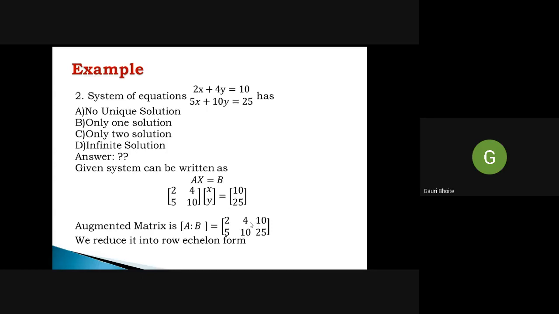So we have to reduce it into row echelon form. To do that, we have to make this entry 0. But this 5 is not a multiple of 2, so we first make this 2 into 1. I divide the first row by 2. My first row was 2, 4, 10; when I divide it by 2, it becomes 1, 2, 5. Now I make the entry below that 1 zero.